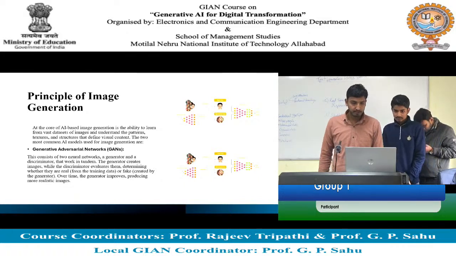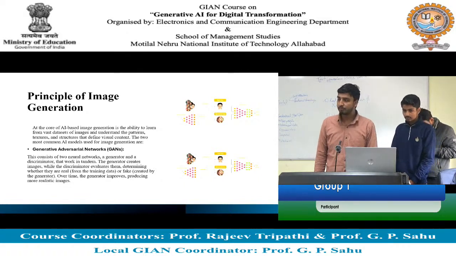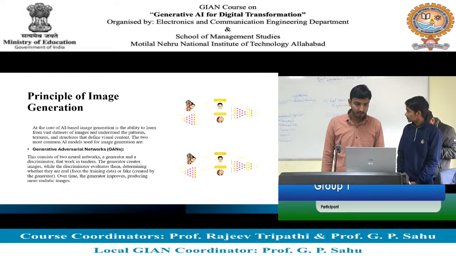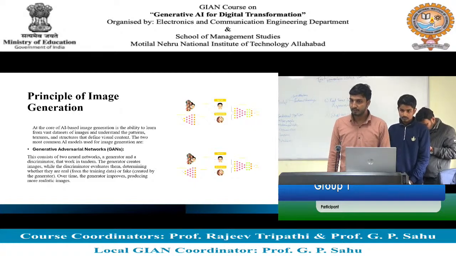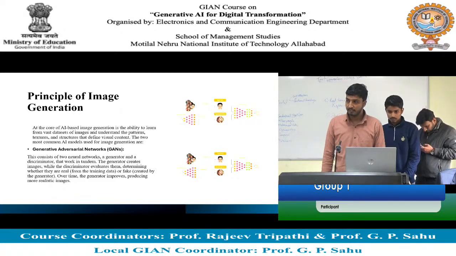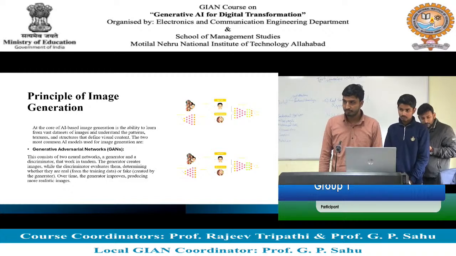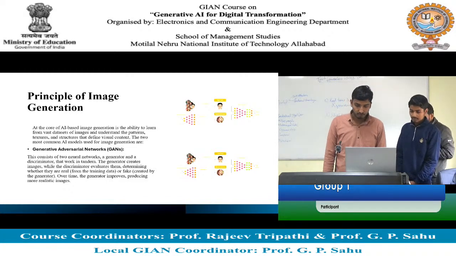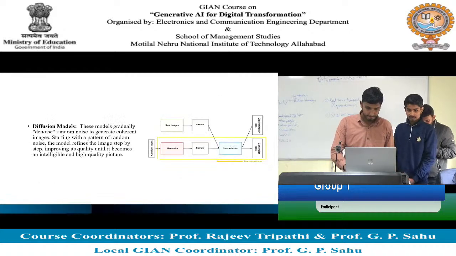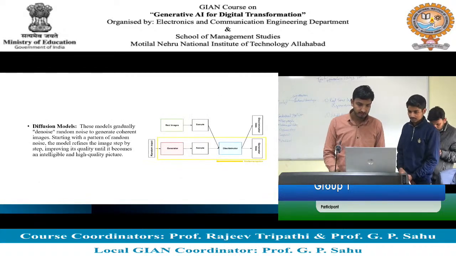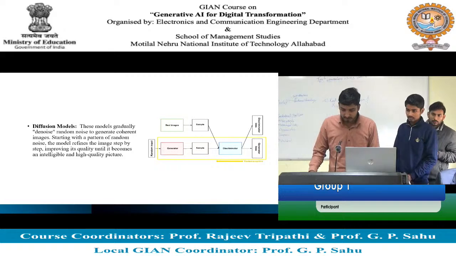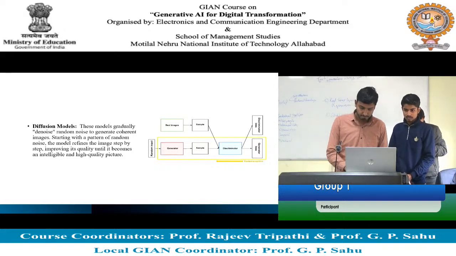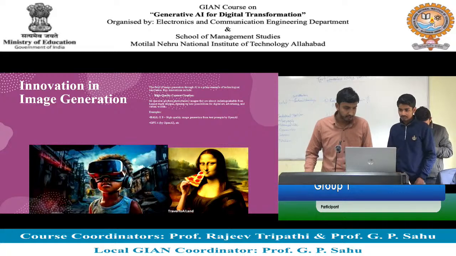Now, the principles of image generation: we have generally two most important and successful principles. These are generative adversarial networks, which consist of two neural networks, a discriminator and a generator. One creates the images and the other cross-verifies whether they look real or artificial. Diffusion models add noise to the image and then try to denoise it to recover the original data, so that the final result is the best possible one. Now the further slides will be carried forward by my friend.